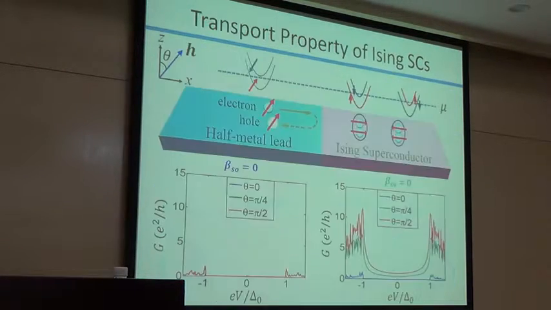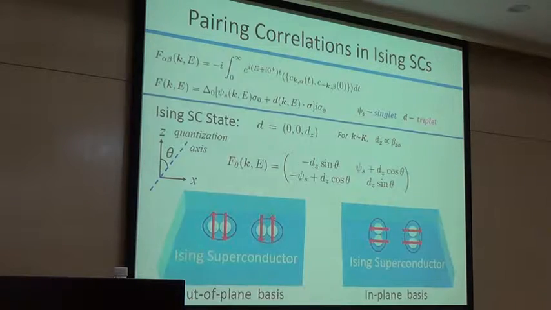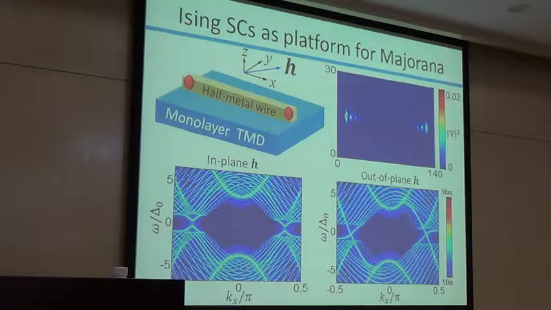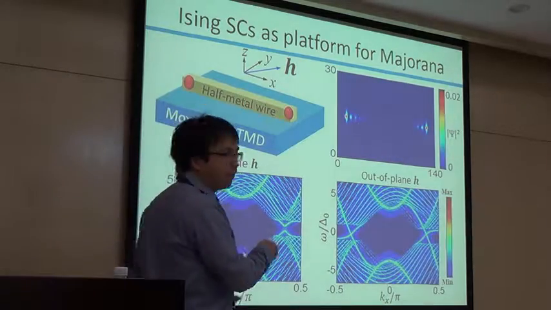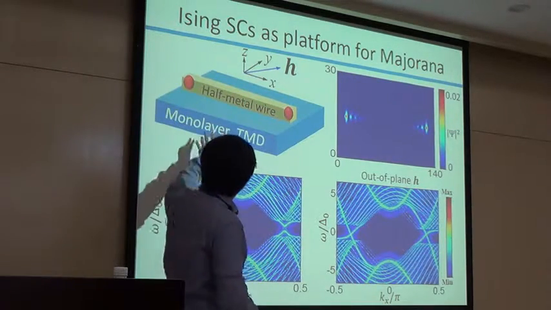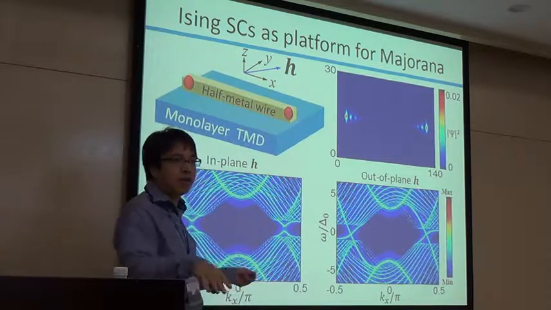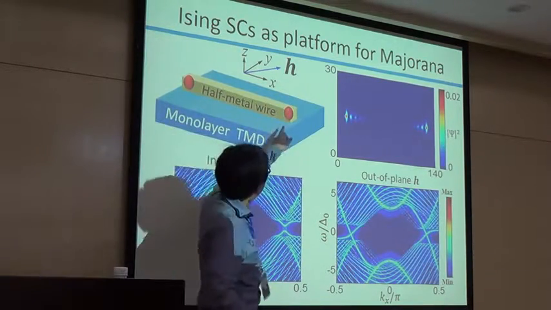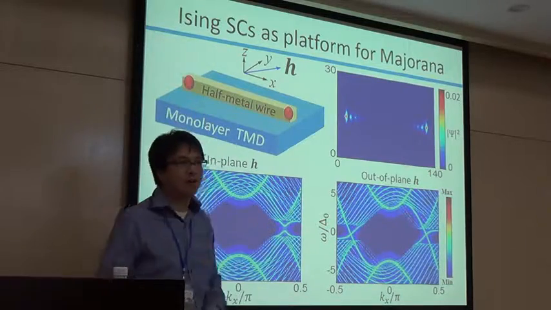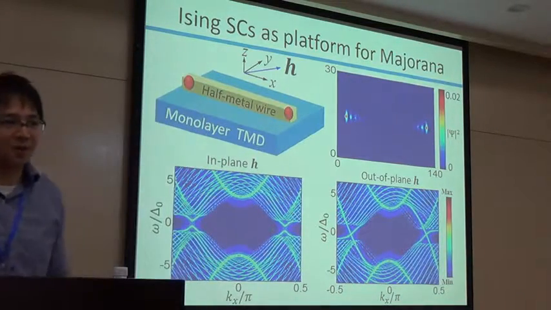And we also propose, we calculated, that with that type of spin-orbit coupling, all you need is to put a half metal wire on top of your TMD material, and you will have Majorana fermions sitting around. Okay, that's all. Thank you.